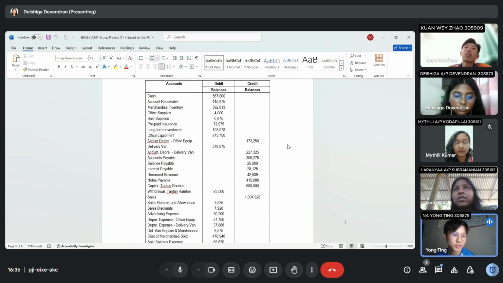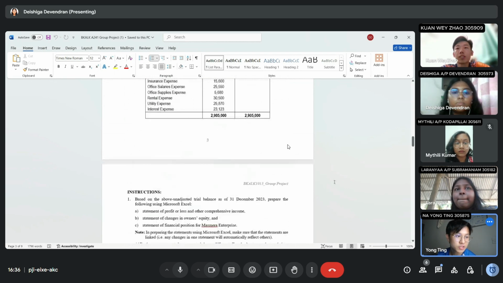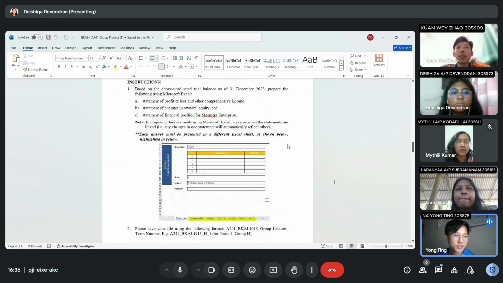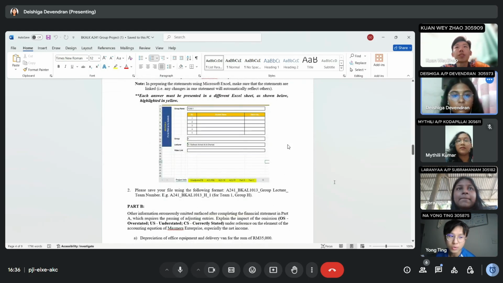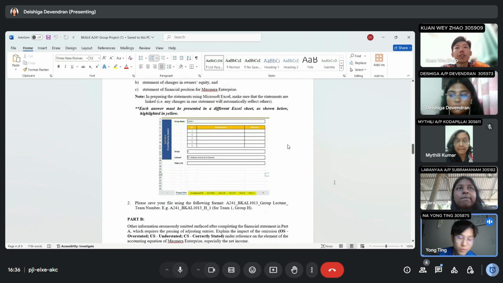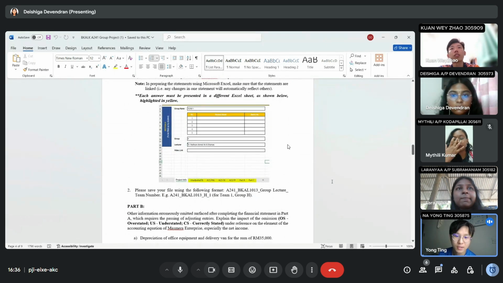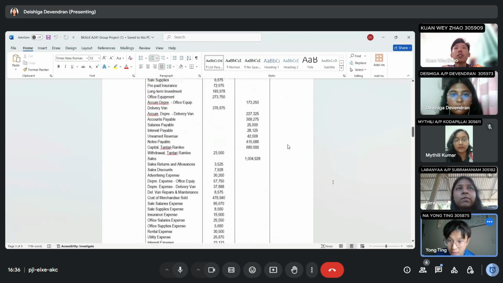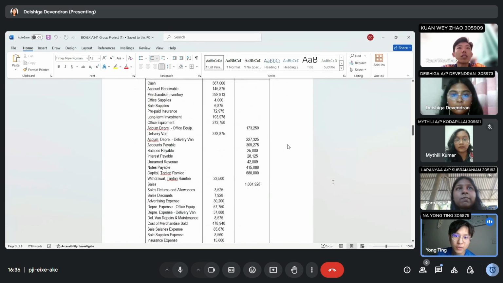Right. So next I'll be talking about the financial position for Mesmerize Enterprise for the year ending 31 December 2023. We have the equation, which is assets equal liability plus equity. In this statement we will need to balance out the equation. So Deshika, can you scroll back to the numbers again? In assets, we have two different types of assets, and in this statement we will need to separate both.